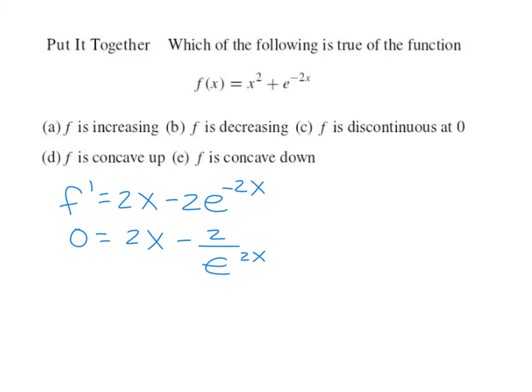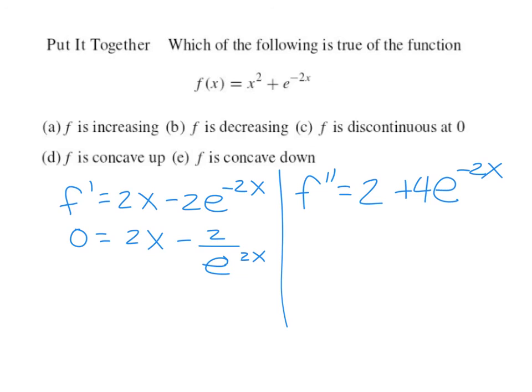The limit as x approaches infinity is just positive infinity, right? If I plug in a positive, I get a positive. If I plug in a negative, I get a negative. So it seems like it's increasing and decreasing over the whole thing. So I'm not really sure what I'm doing. So let's try the second derivative, see what happens there. 2 plus 4e to negative 2x.